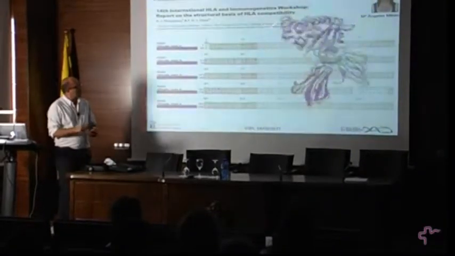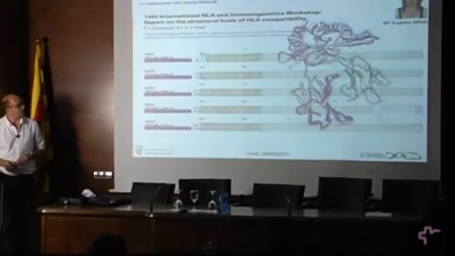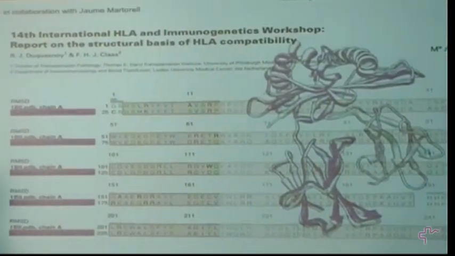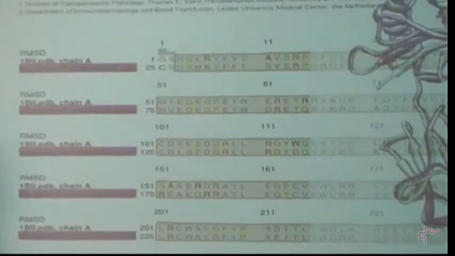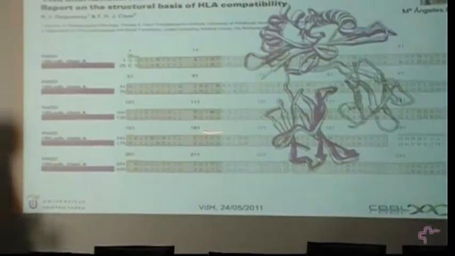In another example, we are working on understanding the structural basis of HLA compatibility. For this, there are some structures of HLA, but of course there are not all the structures of all possible alleles of HLA that you can have in an individual. But that's extremely important because that's the basis for compatibility between donors and receptors, for example, of kidney transplantations. So it's very important to understand the structures of this type of molecules.